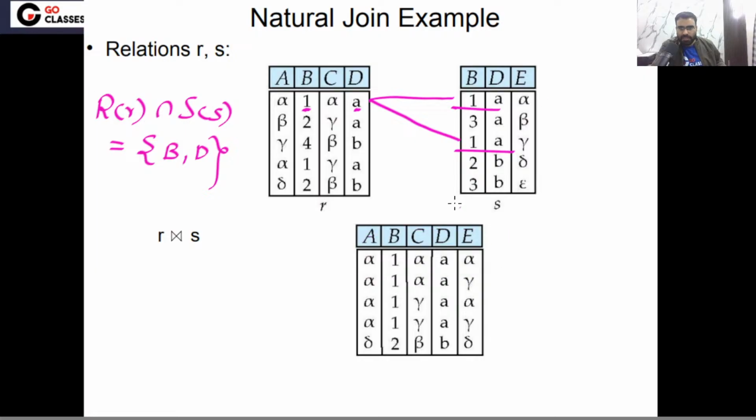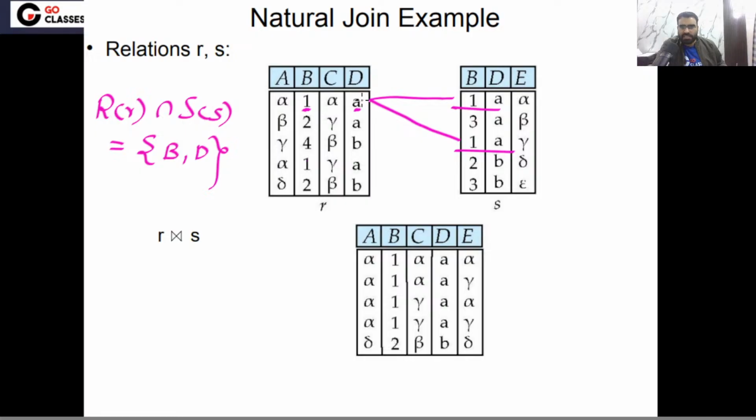Remember, in the output we will not write these common attributes two times. We will write them only one time. So you can see A, B, C, D, these B comma D are common. So in the output we will write B comma D only one time, and the remaining attributes are A, C, and there is attribute E here. So the output schema will be A, B, C, D, E.